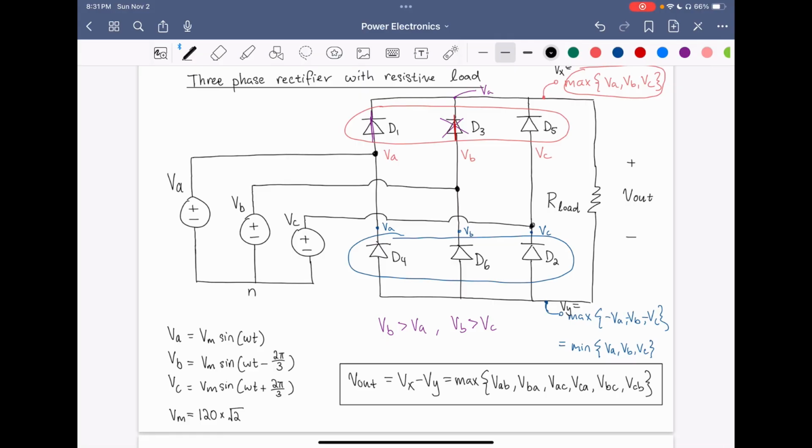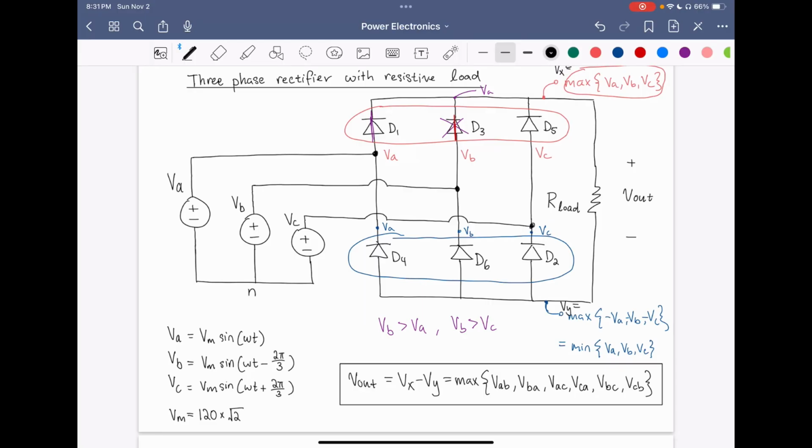So the next step of our analysis is to draw the output voltage waveform. And the phasor diagram representation will be a helpful tool for us. We're given that we have the positive phase sequence, which means that if VA is Vm sine omega t, then VB is going to be VA delayed by 120 degrees or 2 pi over 3, and VC is going to lead VA by 120 degrees.